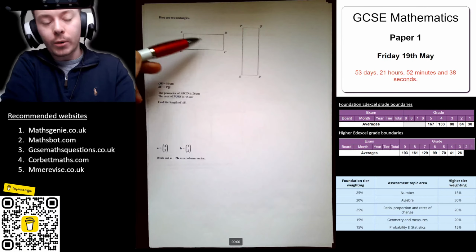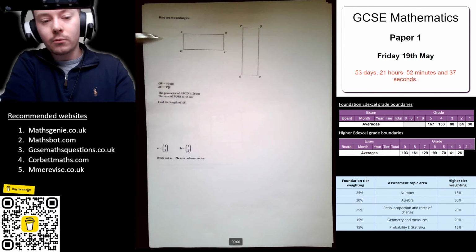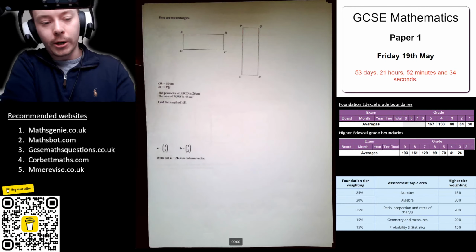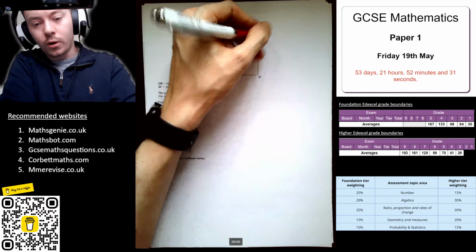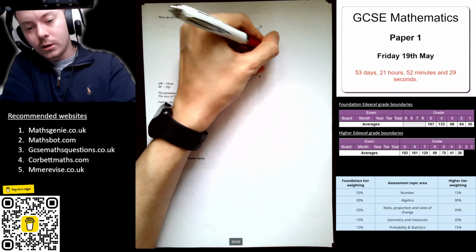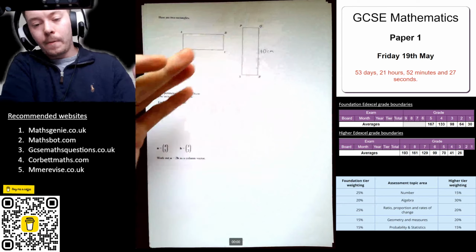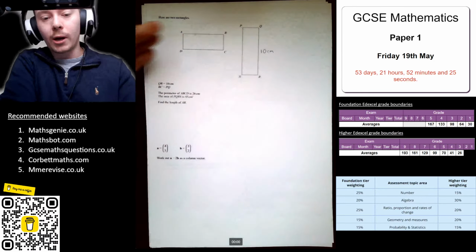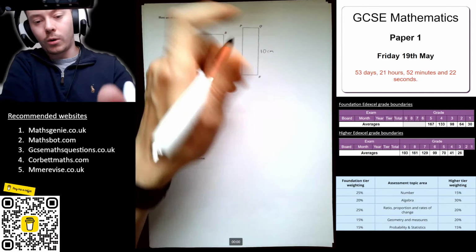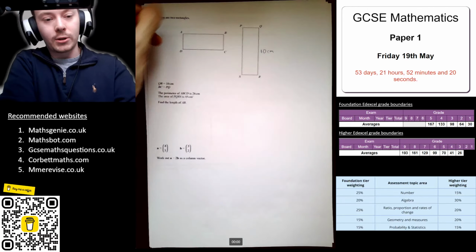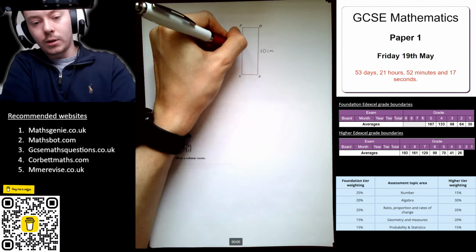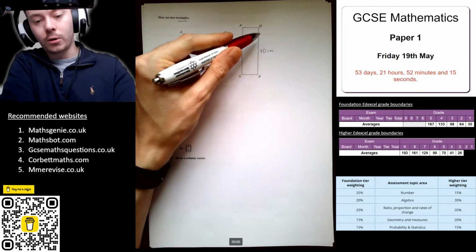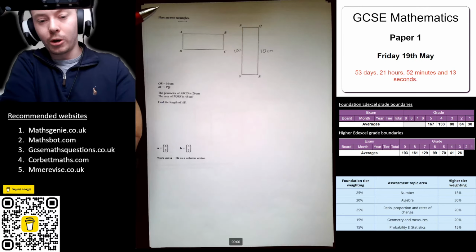We need to read the question, and we need to put any information from the question on the diagram. So QR is 10 centimeters. Now, do I know anything else about the shape immediately from that? If this side is 10 centimeters, then this side has to be 10 centimeters. Well, that's only going to be useful if I'm looking at perimeters, but I might be.